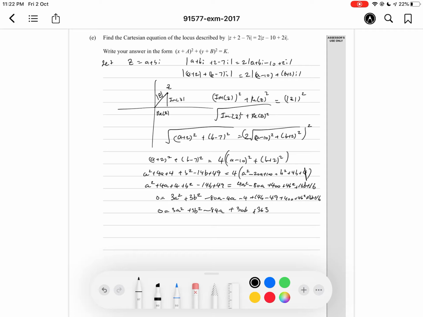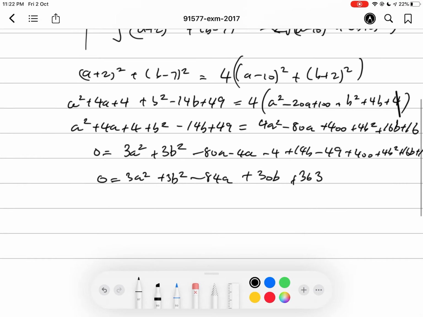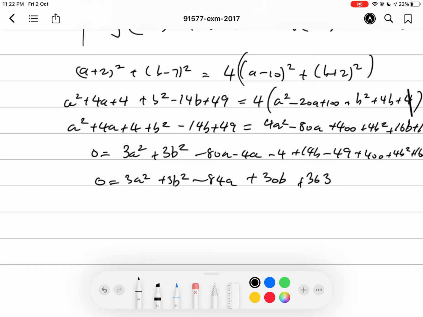to be in the form (x plus a) squared plus (y plus b) squared equals k. That's actually a locus that represents a circle, okay? So in order to do this, first we're going to make our a squared and b squared coefficients equal to 1. Since they're both equal to 3, we can just divide everything in our equation by 3, and that's going to leave us with the coefficient of 1 for a squared and b squared.